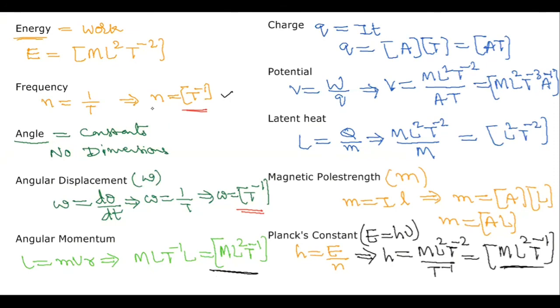See here, in the case of angle, it is a constant actually, and we didn't get any dimensions. But Planck's constant is also a constant. The value of the constant is 6.6 into 10 power of minus 34 joule second. It is also a constant, but we have dimensions for Planck's constant. It means for a numerical constant we don't have any dimensions, but for universal constants we have some dimensional formulas.